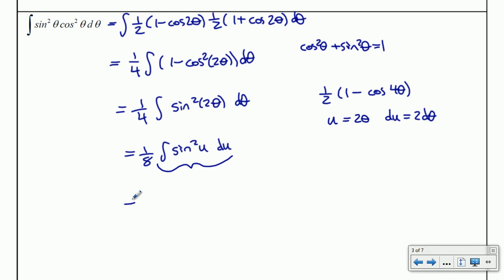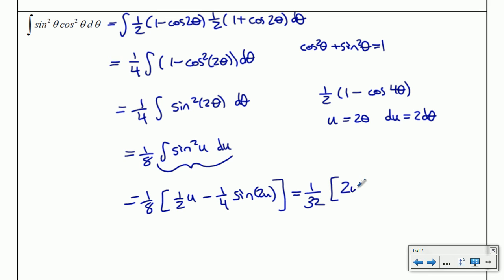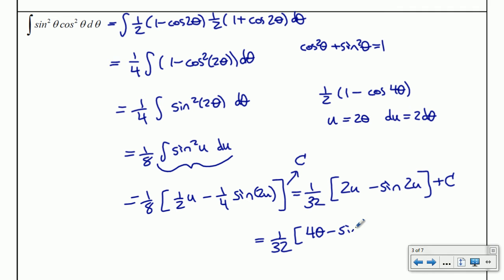So next we would have 1/8 times (1/2 u minus 1/4 sine 2u). And we can factor out a 1/4 from each of these terms. So we would have 1 over 32, (2u minus sine 2u). Forgot the c. Should be a c there. And now we can sub 2 theta back in for u. So we'd have finally 1 over 32, (4 theta minus sine 4 theta) plus c.